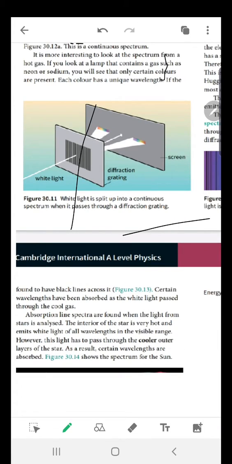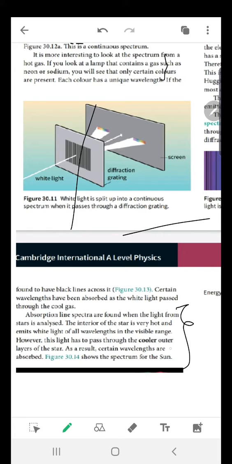Obviously, absorption line spectra are found when the light from a star is analyzed. This is a very good thing: when a star is breaking down, you can still see light coming out of it, and it is because of the absorption lines. The interior of the star is very hot and it emits white light of all wavelengths in the visible range. However, this light has to pass through the cooler outer layer of the star. So there is some gas around it, and as a result, certain wavelengths are absorbed.